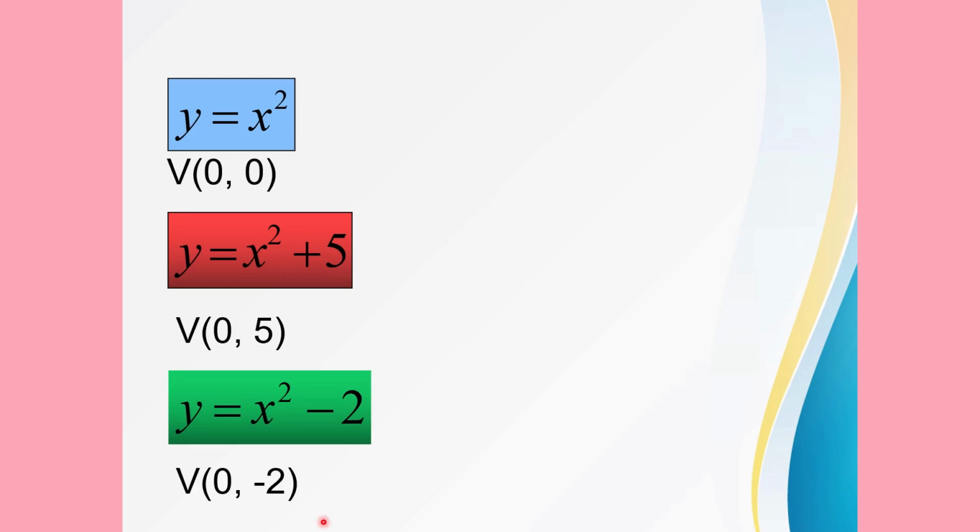As you observe, the vertices of these quadratic functions, they have the same values of h, which is 0, but they have different values of k. So what is the effect of changing the values of k to the graph of quadratic function?